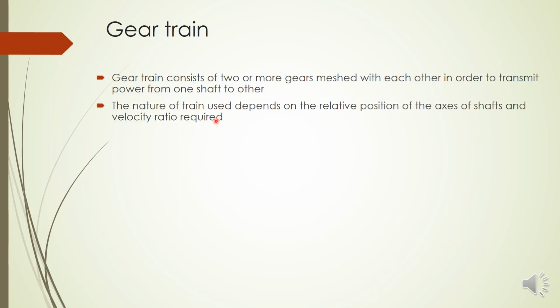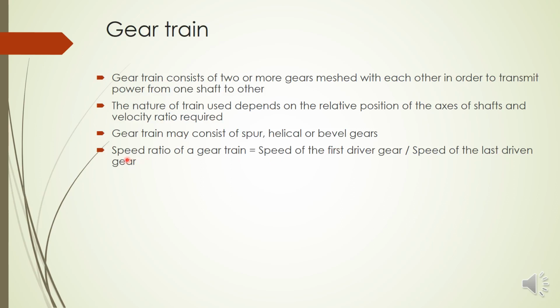And the nature of train used depends upon the relative position of the axis of the shaft and the velocity ratio required. And the gears in that gear train may be spur gear, helical gear, or bevel gear. So we can use any of these gears according to our need for the members of this gear train.